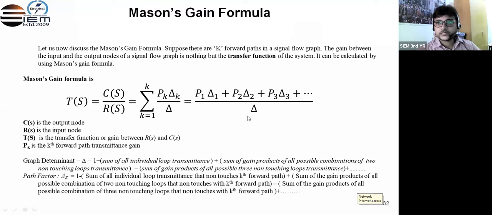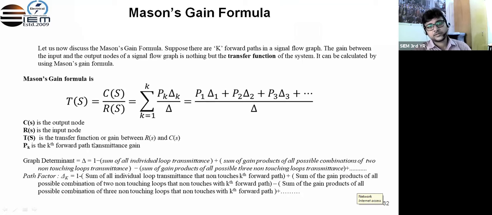And Δ is the graph determinant. There is a formula: the graph determinant Δ equals 1 minus the sum of all individual loop transmittances, plus the sum of the gain products of all possible combinations of two non-touching loops, then minus the sum of the gain products of all possible combinations of three non-touching loops, plus the sum of the gain products of all possible combinations of four non-touching loop gains, then again minus for five non-touching loops, then six, then seven, like this.